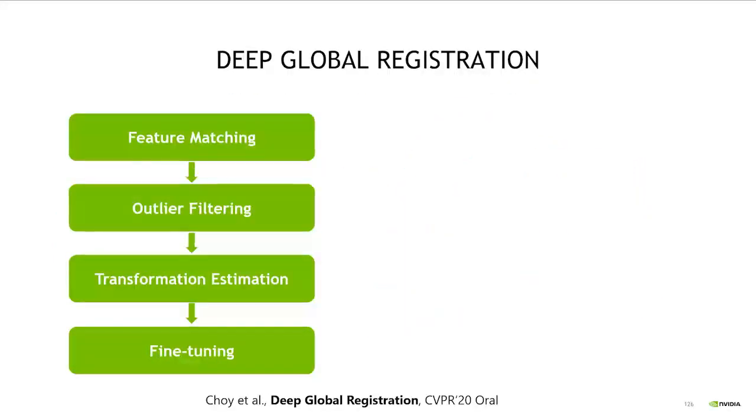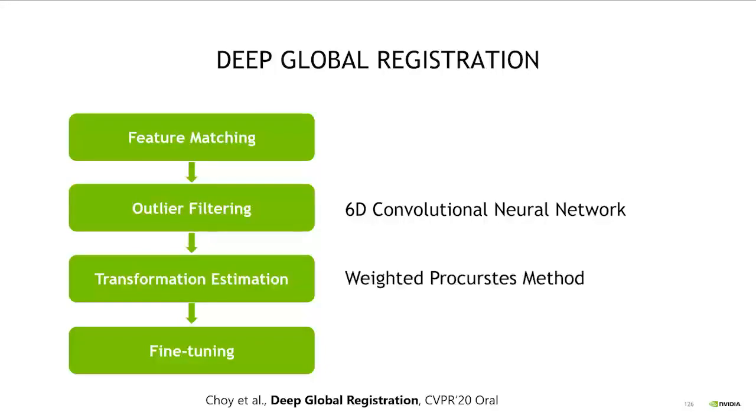In this work, we propose a differentiable framework for end-to-end registration. For this, we propose a six-dimensional convolutional neural network for outlier filtering and a weighted Procrustes method for transformation estimation. And finally, a robust gradient-based optimization method for fine-tuning the final registration.